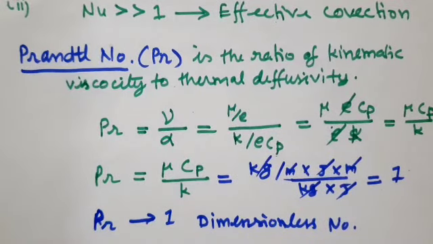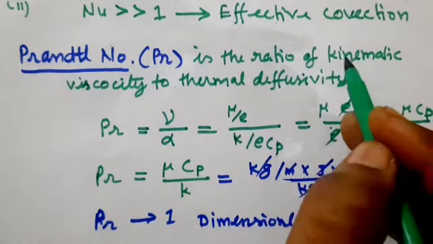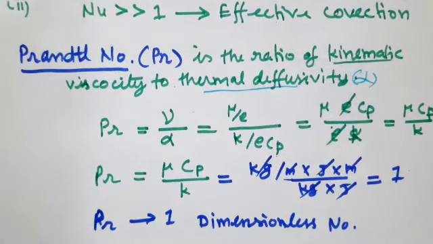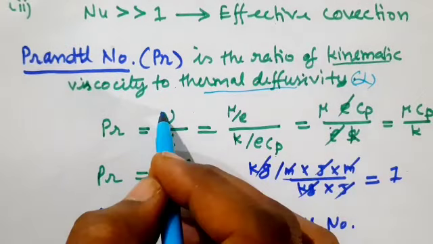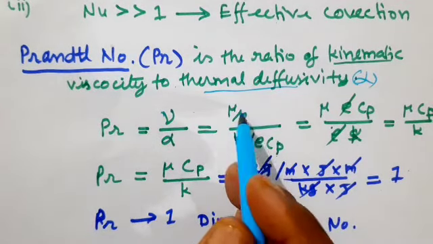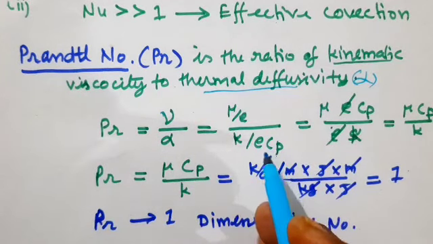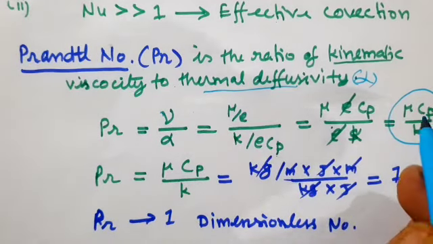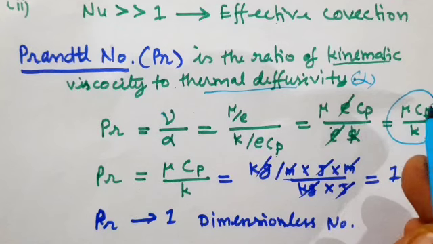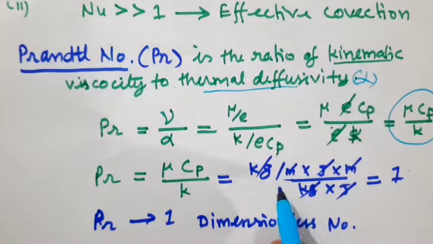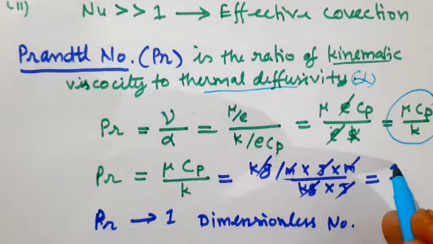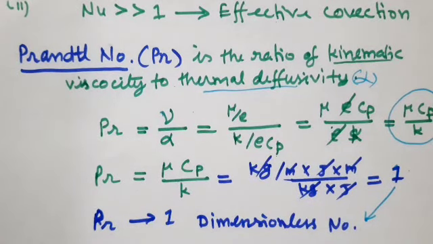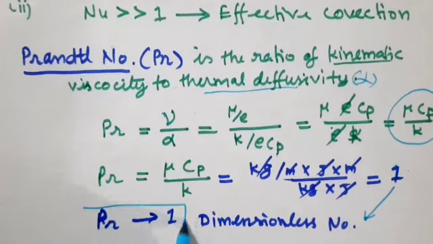So finally, we can say Prandtl number is the ratio of kinematic viscosity to the thermal diffusivity alpha. So Pr is equal to nu upon alpha, nu is equal to mu upon rho, and alpha is equal to k upon rho Cp. By simplifying this equation, we will get mu Cp upon k, and now we will place the dimensions of mu, Cp and k here, and we will get the final unit 1. So it is indicating that this is a non-dimensional, dimensionless number. So Prandtl number is a dimensionless number.